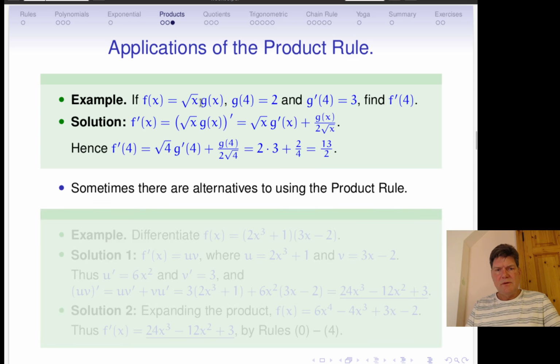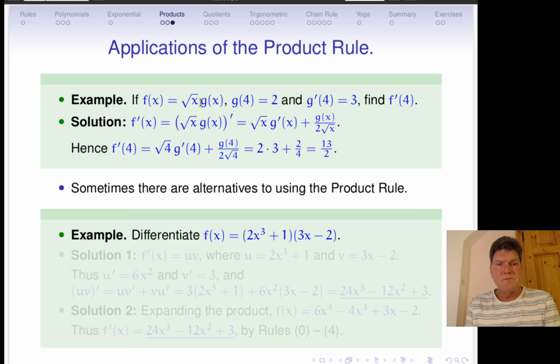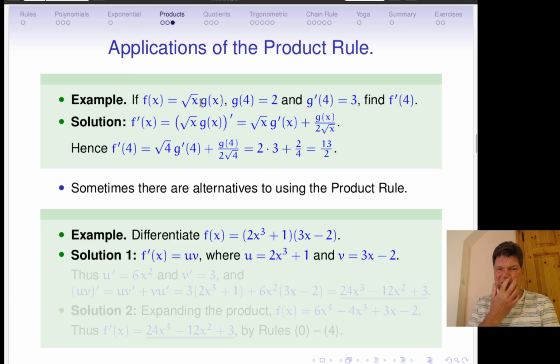And here's an example that illustrates the fact that sometimes the product rule can be overkill. Let's try and differentiate f of x defined as 2x cubed plus 1 times 3x minus 2. Looking at the expression, this is a product, so the derivative would be a case for the product rule, and we can try and apply it.